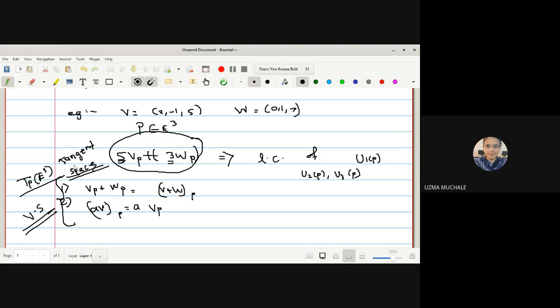Okay, so what you can answer for this one? 5Vp minus 3Wp will be again a tangent vector.